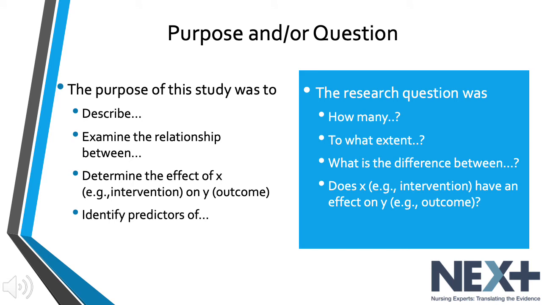Here are some examples of how a purpose statement or research question might begin to help you identify them in articles. Depending upon what the author intends to achieve by conducting the study, you can find purpose statements and research questions that convey their intent. They might wish to describe an idea, a concept, or a phenomenon. Maybe they examine relationships or associations between two or more concepts or variables.